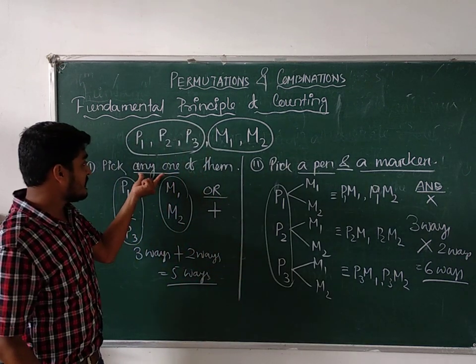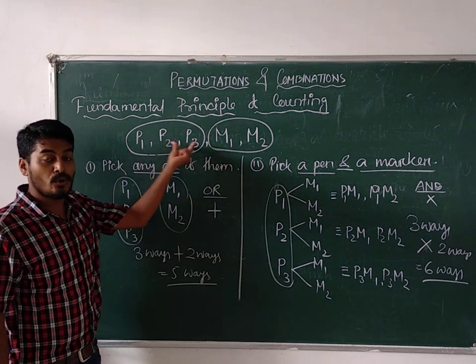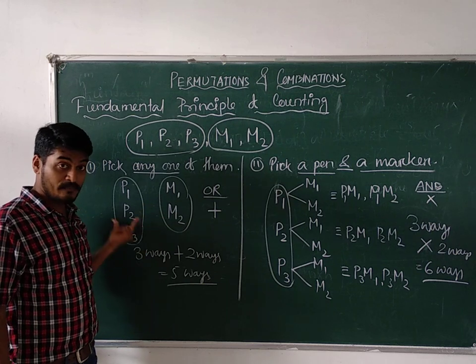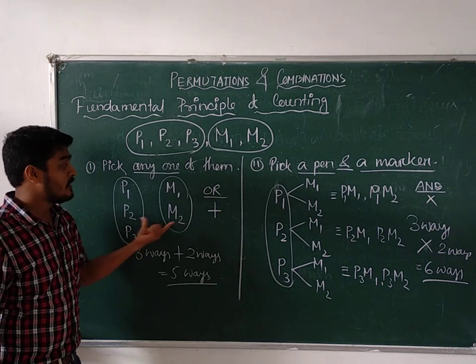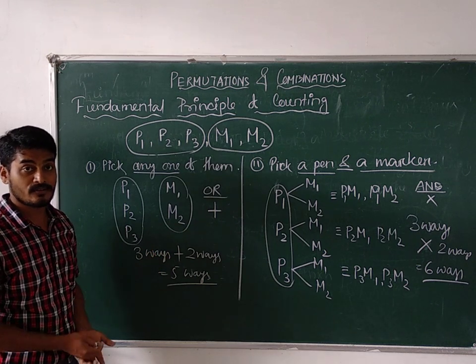But here you have to select any one of these objects: either pen 1 or pen 2 or pen 3 or marker 1 or marker 2. So the total number of ways is equal to 5. That means the number of ways of selecting a pen is 3, the number of ways of selecting a marker is 2, so 3 plus 2 is equal to 5. In this way we can easily do it without a calculator.